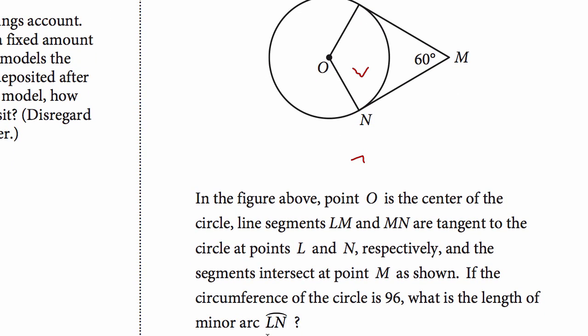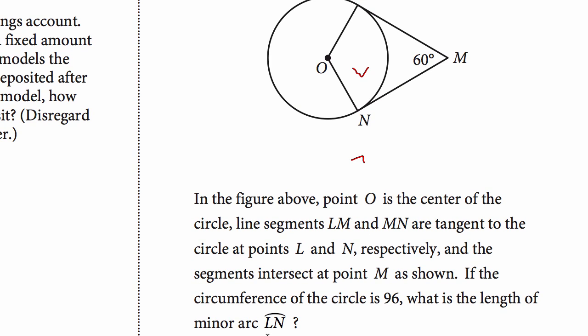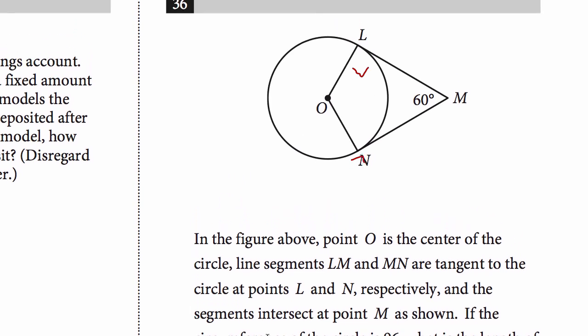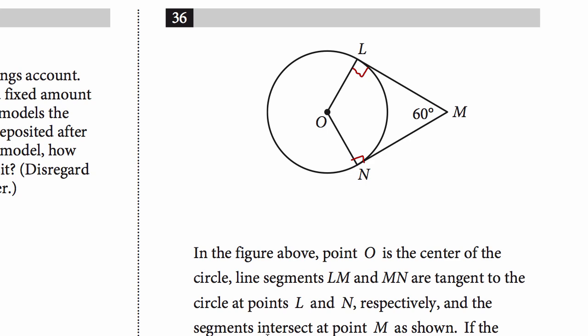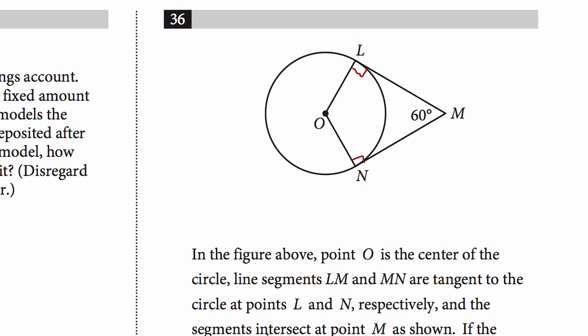If the circumference of the circle is 96, what is the length of minor arc LN? Let me put those 90s back where they were. Okay, so those are 90-degree angles. So they want to know, what is this length here, minor arc LN, the distance from there to there. And this problem is very simple. I'll show you why. First thing you're going to do, I don't like this weird shape here. I don't know what the heck that is. My brain doesn't like it, but I do like triangles. So I'm splitting that in half.